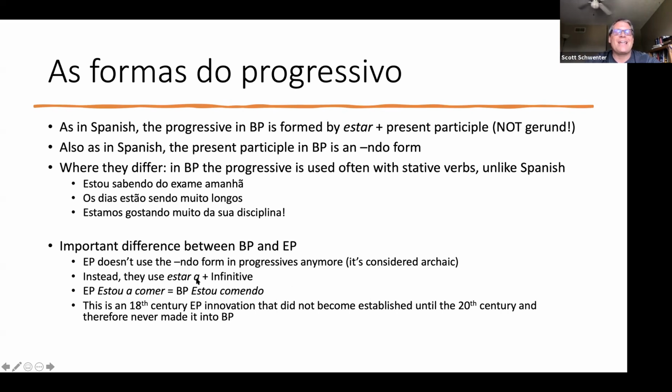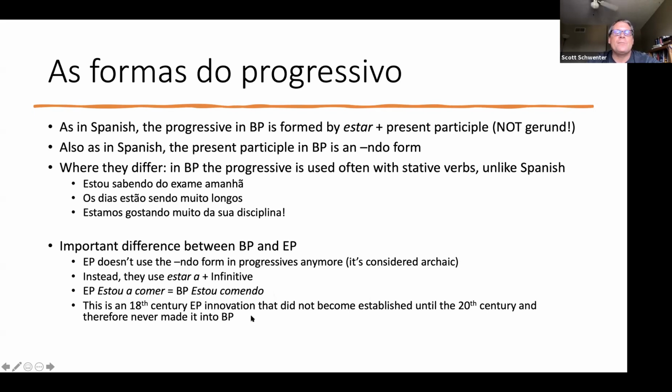Instead, they use estar a plus the infinitive. So in European Portuguese, if someone says, estou a comer, that's the same as Brazilian Portuguese, estou comendo, right? Or Spanish, estoy comiendo, okay? So it's, again, the verb estar a plus the infinitive, which gives you the progressive meaning.